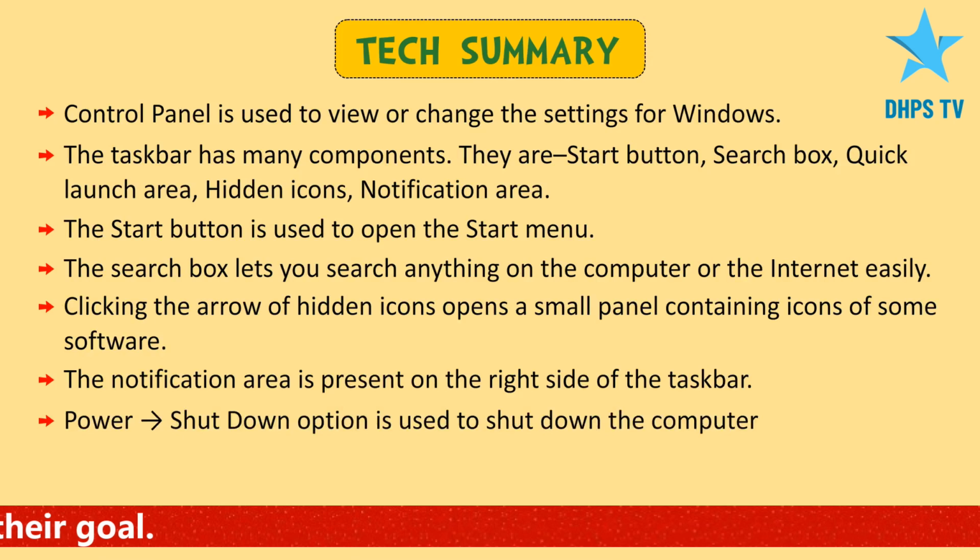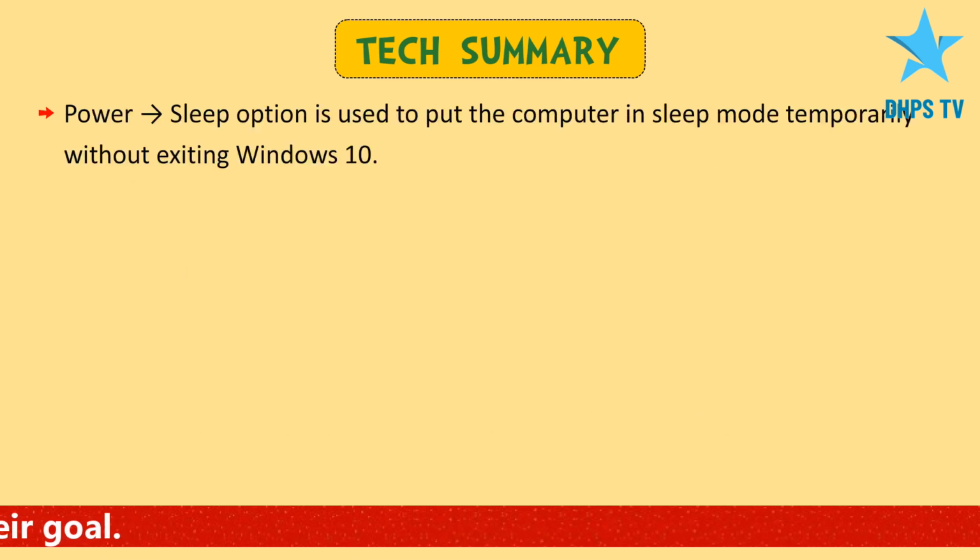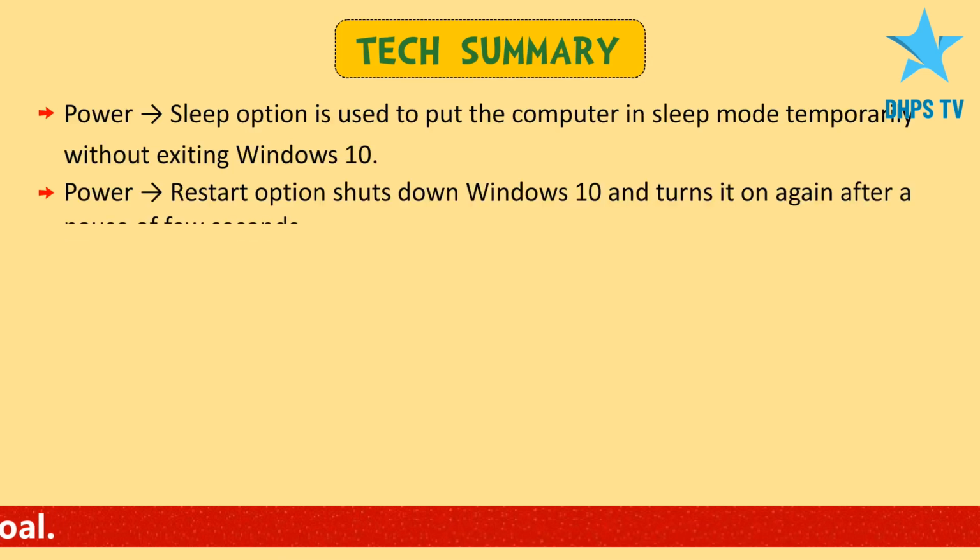Power shutdown option is used to shut down the computer. Power sleep option is used to put the computer in sleep mode temporarily without exiting Windows 10. Power restart option shuts down Windows 10 and turns it on again after a pause of few seconds.